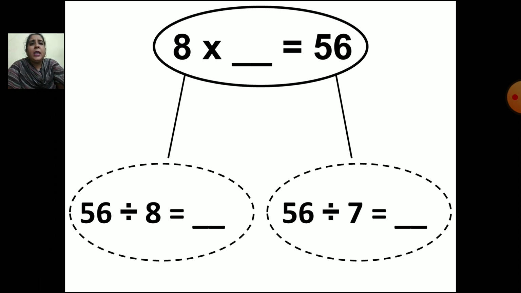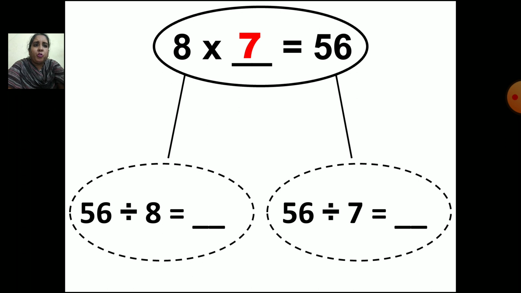8 ones are 8. 8 twos are 16. 8 threes are 24. 8 fours are 32. 8 fives are 40. 8 sixes are 48. 8 sevens are 56. So what will come in the dash? Yes, 7. 8 sevens are 56. Now this is your multiplication answer, right?